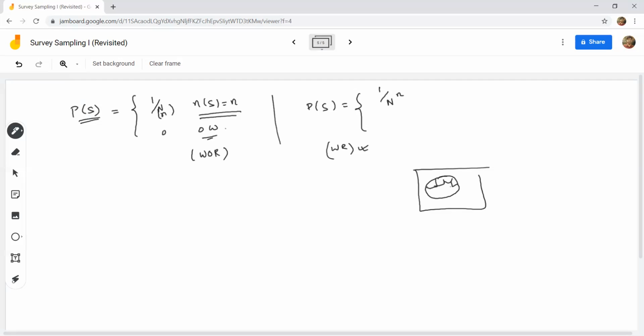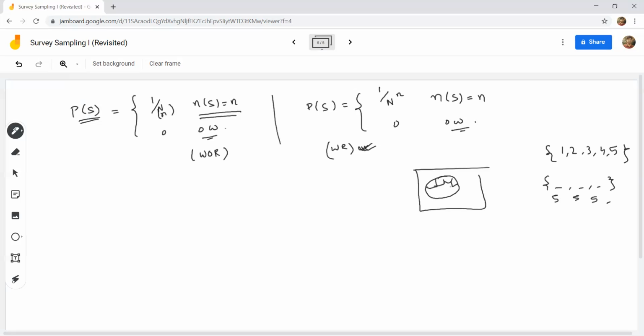if you think of this not in the diagrammatic way, say 1, 2, 3, 4, 5. Since we are choosing a sample that has small n elements, suppose we have a population of 5 elements and we are choosing a sample of 3 elements. For every element of the sample, we have 5 choices, so that is 5 to the power 3. That's why it's 1/N to the power n, where n is the sample size, and 0 otherwise. So this is your sampling design for the WR scheme.